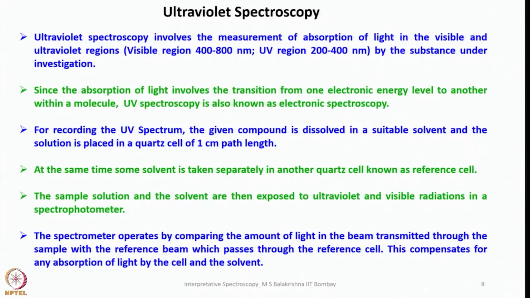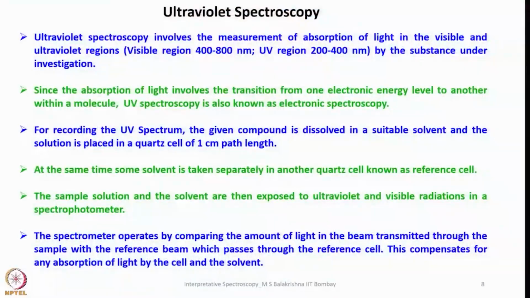So let us look in a simpler way to understand ultraviolet spectroscopy. Ultraviolet spectroscopy involves the measurement of absorption of light in the visible as well as the ultraviolet region. The visible region is 400 to 800 nanometers, whereas the UV region is around 200 to 400 nanometers. So this essentially involves the absorption of light by the substance under investigation. Since the absorption of light involves a transition from one electronic level to another, that is, an electronic transition, UV spectroscopy is also known as electronic spectroscopy.